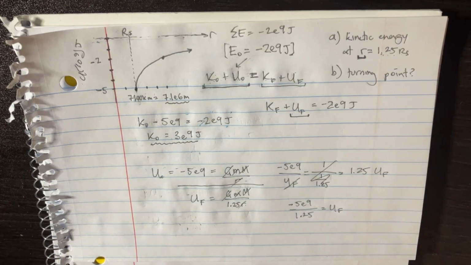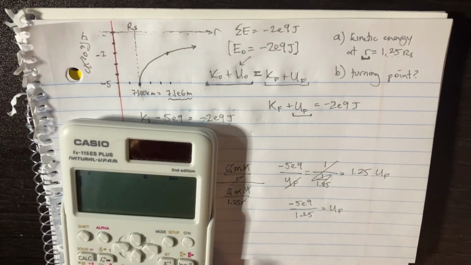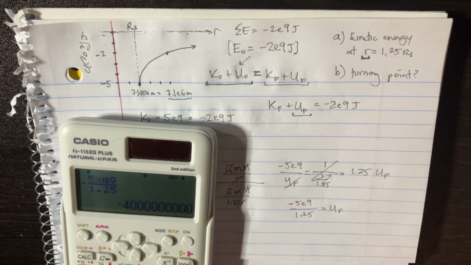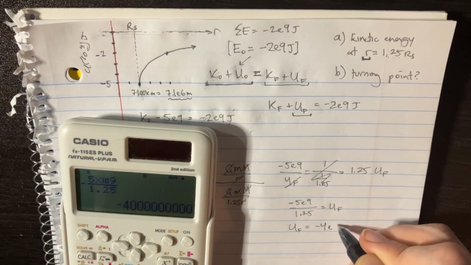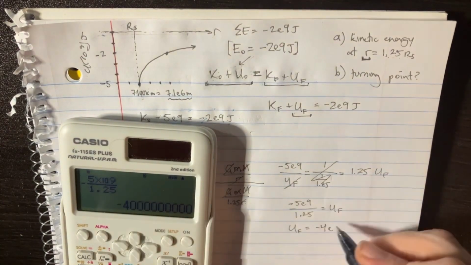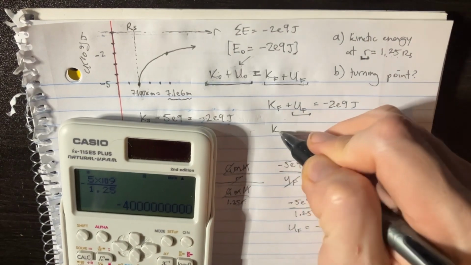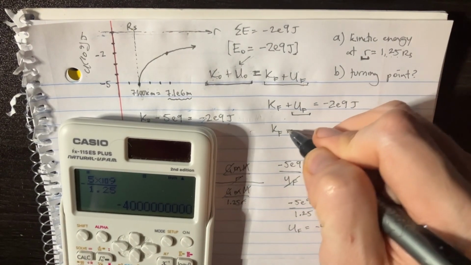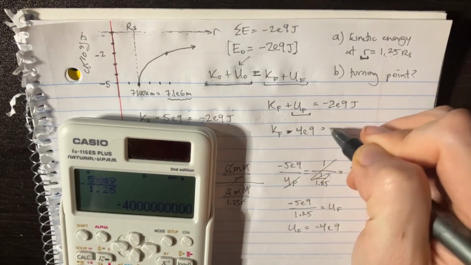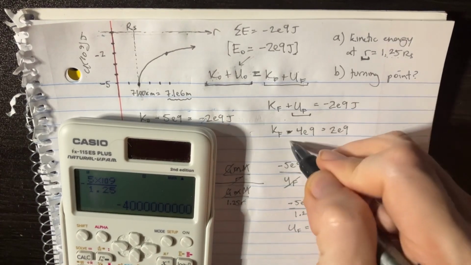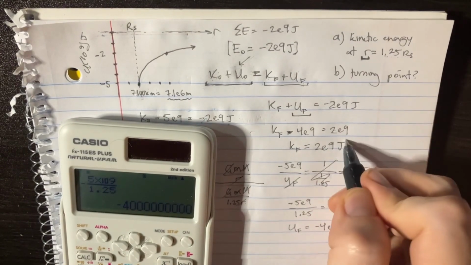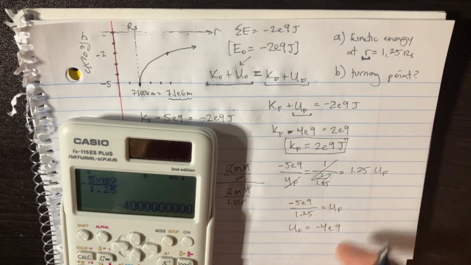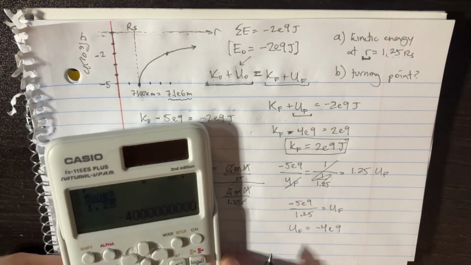And that should give us the answer for Uf. So negative 5 e to the 9 divided by 1.25. Yes, we have that Uf is equal to negative 4 e to the 9. And if we plug that back into this, Kf minus 4 e to the 9 equals negative 2 e to the 9. And it turns out that Kf is equal to 2 e to the 9 joules. Look at that. Awesome. Okay, good. So now we were able to solve for the first part.